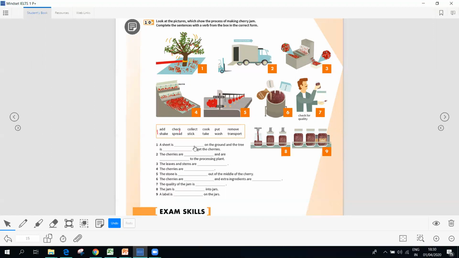So a sheet is spread on the ground and the tree is shake. What's the past participle form of the word shake? Shake, shook, shaken. Please refer to your dictionary. So how do you change this word? Shaken. A sheet is spread on the ground and the tree is shaken to get the cherries.